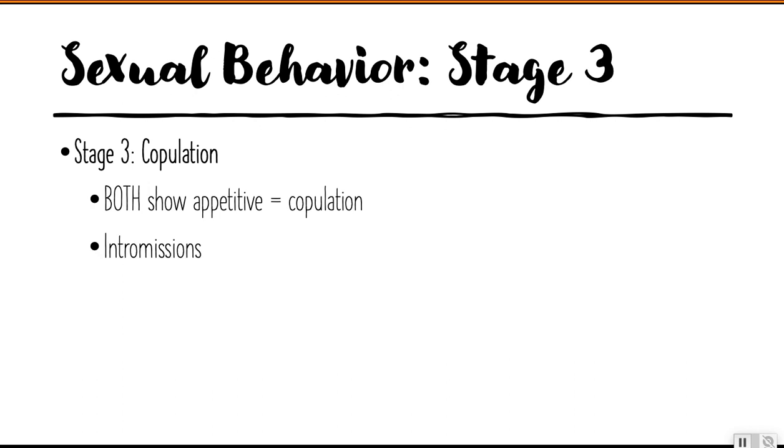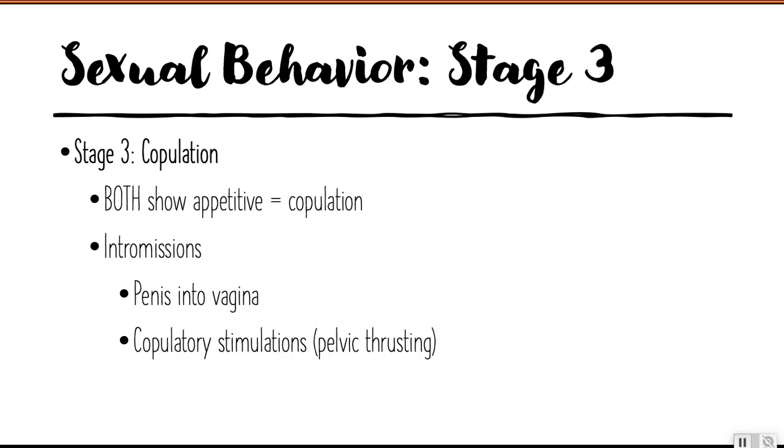So when we have copulation occur, it is characterized by intromission. This is when the male inserts his penis into the female's vagina. This is followed by copulatory stimulations, which is usually pelvic thrusts. These stimulations are going to reach a threshold, and then we are going to have the male ejaculating.